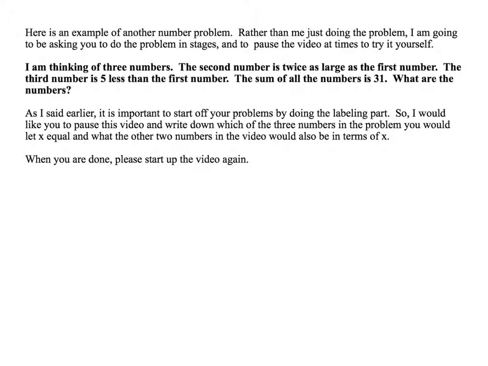Here is an example of another number problem. Rather than me just doing the problem, I'm going to be asking you to do the problem in stages and to pause the video at times to try it yourself. I am thinking of three numbers. The second number is twice as large as the first number. The third number is 5 less than the first number. The sum of all the numbers is 31.